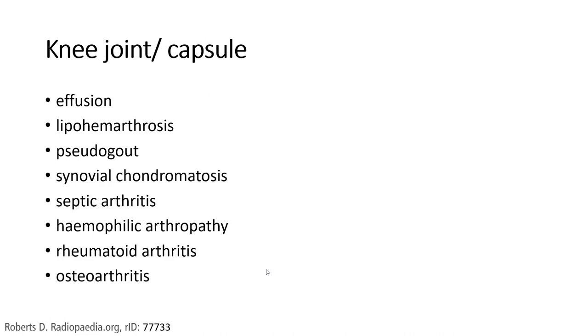So, checklist for knee joint and capsule. We have to carefully identify or look for effusion, lipohemarthrosis, pseudogout, synovial chondromatosis, septic arthritis, hemophilic arthropathy, rheumatoid arthritis, osteoarthritis.